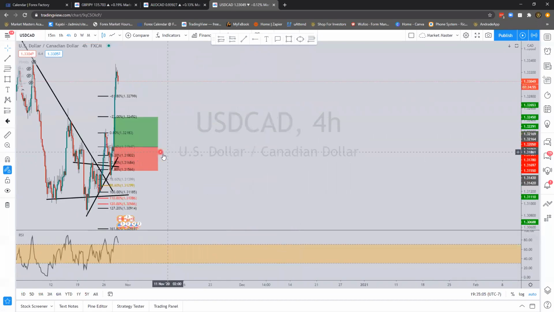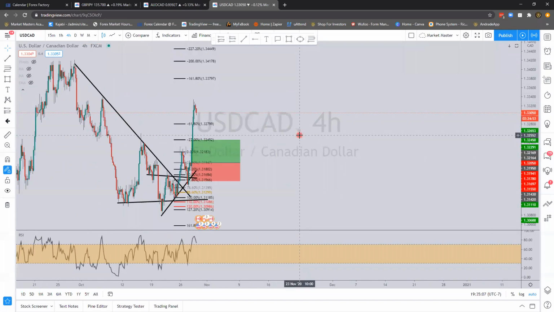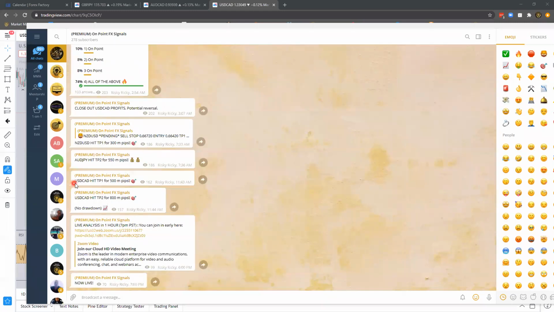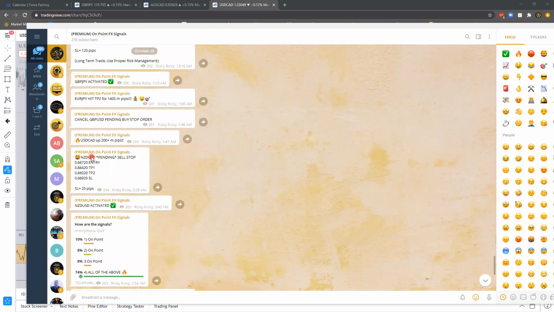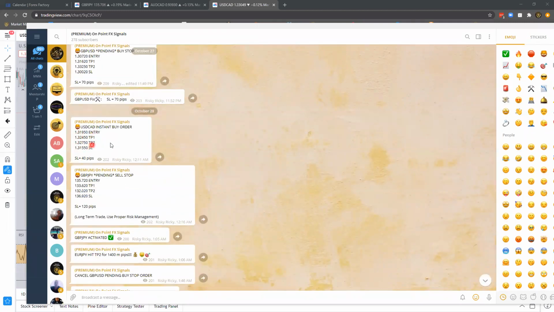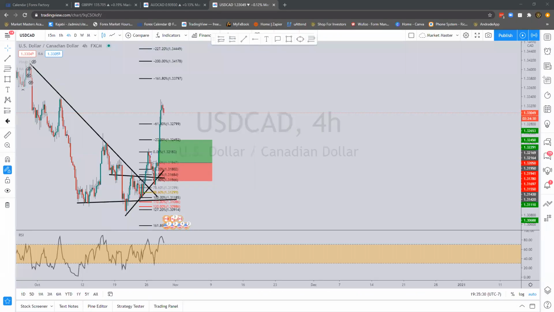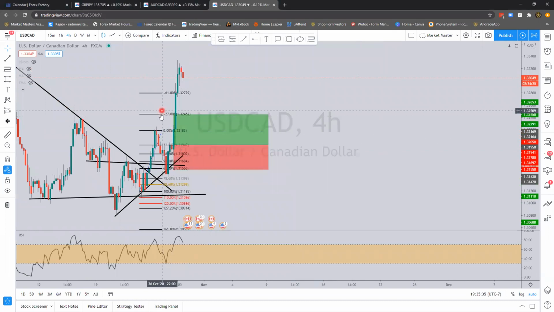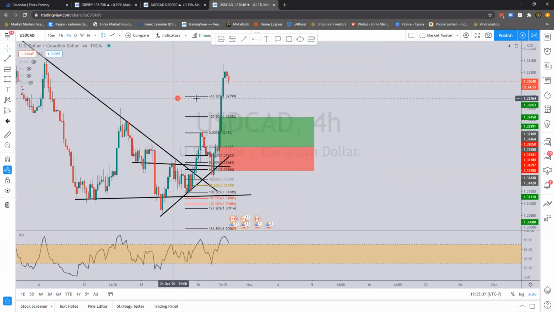You guys saw this USD CAD trade that I called out yesterday. It hit take profit 2, no drawdown. That one was a USD CAD instant buy order at that 950 area. This is the exact trade right here. Take profit 1 was at negative 27%, and take profit 2 was at this negative 61.